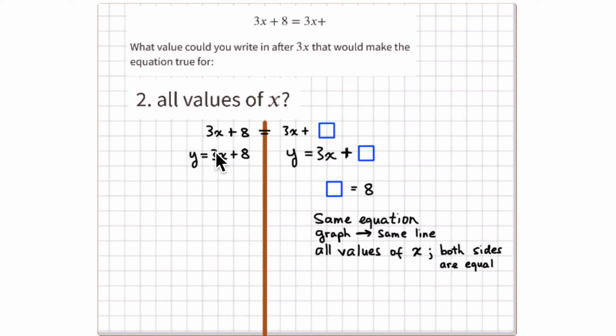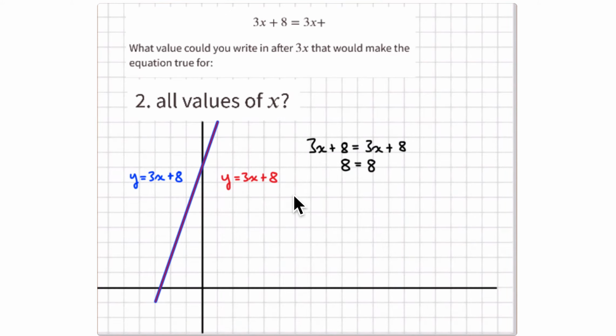So if I take this side and write a linear equation, graph that line, and I take this side and write a linear equation and graph that line, they're going to be the same lines. They're the same equations, so the graph is the same line. So whatever value of x you choose, both sides will always be equal. You're going to get the same line. So that looks like this.